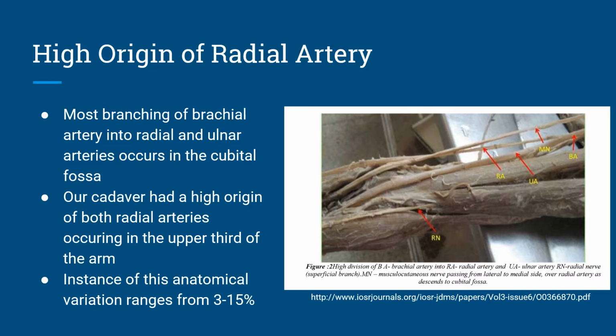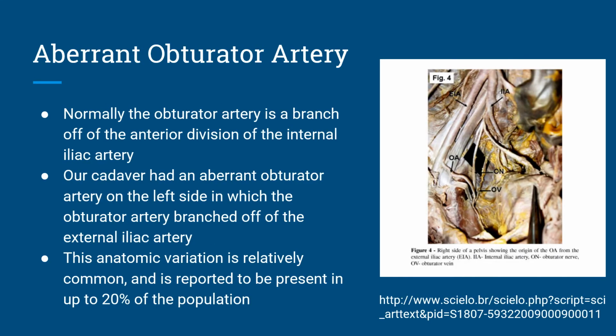And as you can see in this example, the brachial artery is branching into the radial artery very proximally to the cubital fossa here. And this anatomic variation has no pathophysiological consequences. The second anatomical variation that we found throughout dissection was an aberrant obturator artery on the left side.